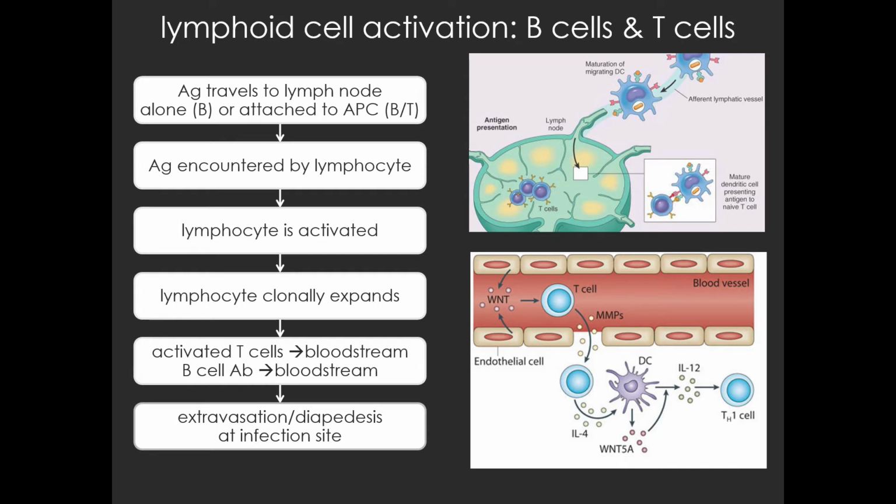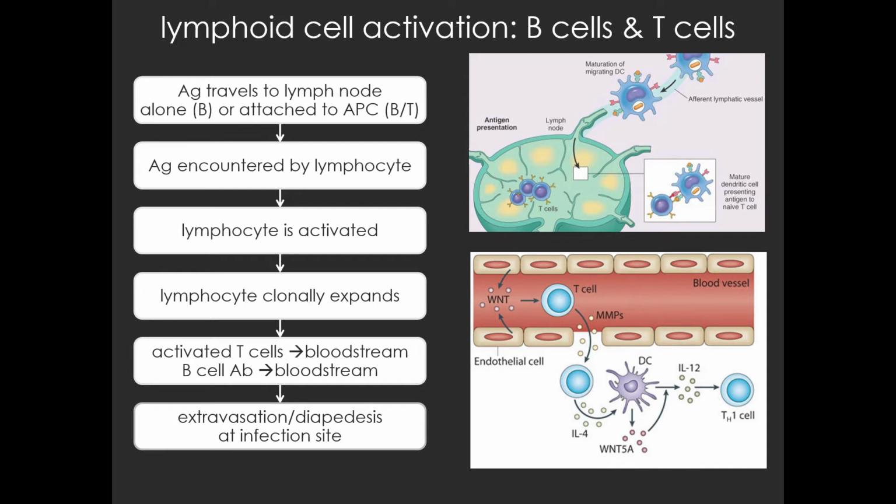And that can happen one of two ways. In a really severe case, you might have an infection that's so bad that the bacteria can actually get into the lymph vessels themselves and move into the lymph node alone. Now, if that pathogen moves into the lymph node alone by itself, only B cells can interact with it because T cells have to interact with antigen presenting cells. So for the purposes of this lecture, we will be seeing antigen traveling alone to the lymph node and being bound by and recognized by a B cell.